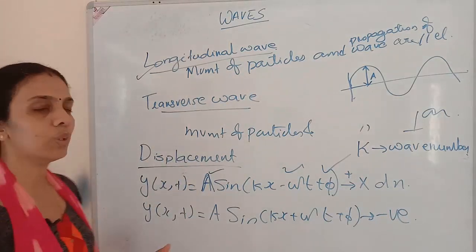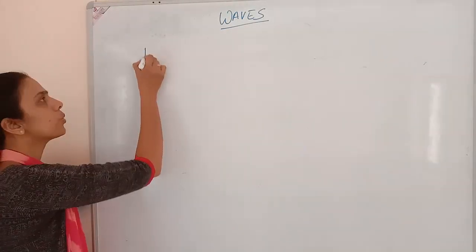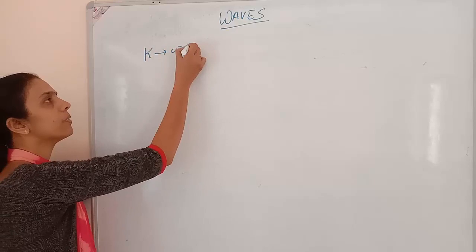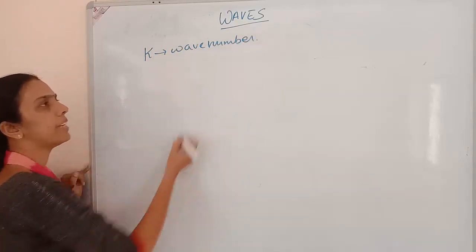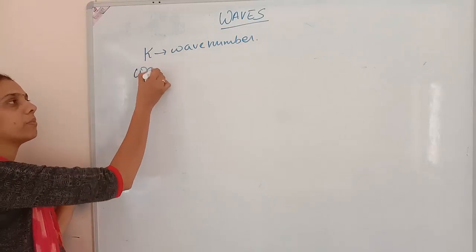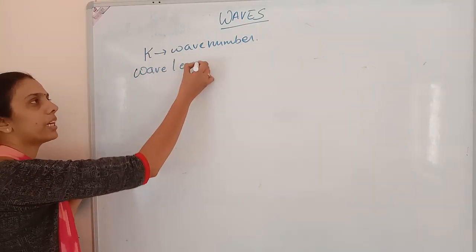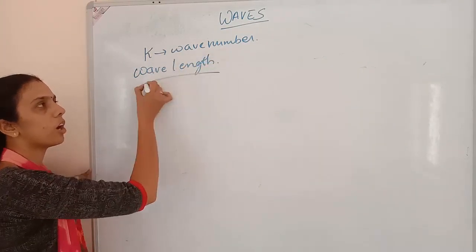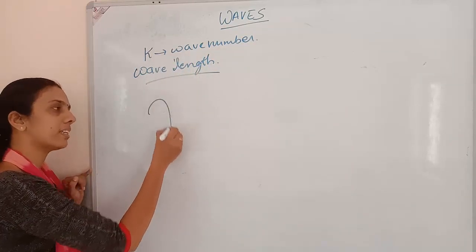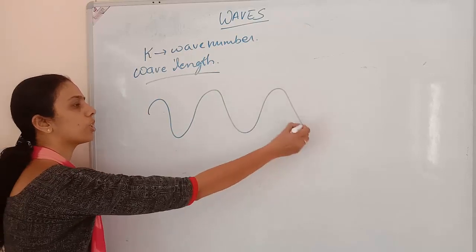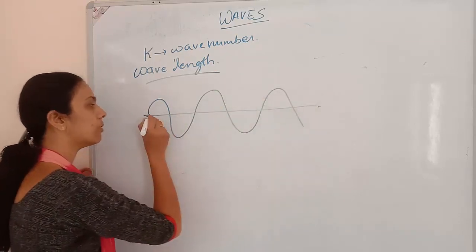So we are going to represent all those things. Okay, so k is the wave number. Okay, so next is what is a wavelength? How can we define wavelength? Wavelength is the distance between two consecutive crest or trough.